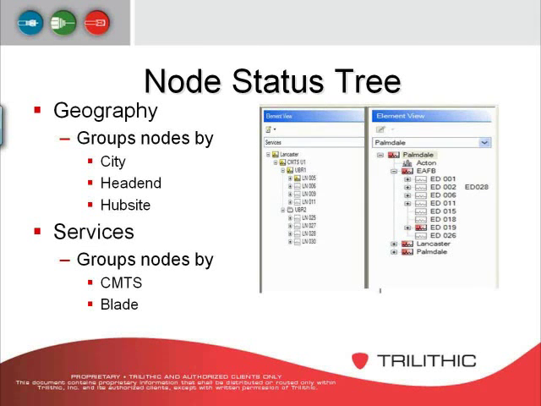So this shows you your node status tree. If you notice in the example here, it shows that the first tier is Palmdale. Palmdale would be the overall head-end location, and then it goes to Acton, and Acton would be the town that it's going to, or that particular hub. And then under that hub, now you have all of the different nodes. So this gives you a little bit of a breakdown of how you could set up your node trees.